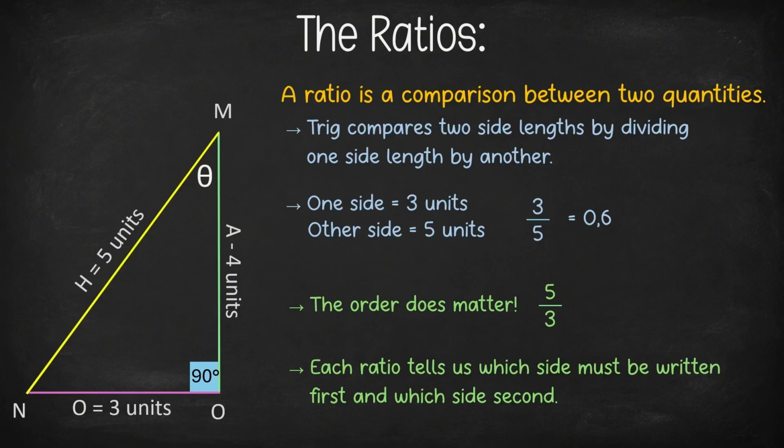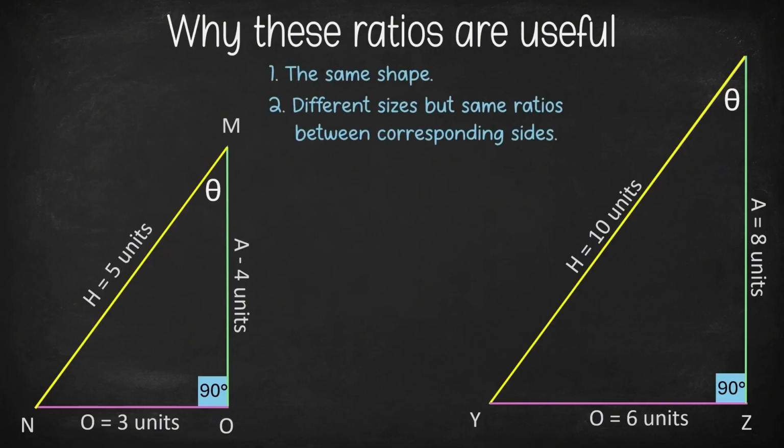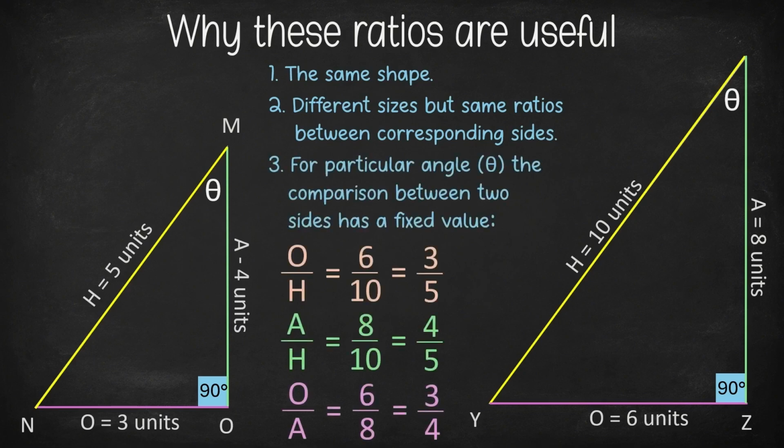In the previous video, we saw that right-angled triangles with the same acute angle have the same shape. The triangles may be different sizes, but the ratios between their corresponding sides remain the same. This means that for a particular angle, the comparison between two sides has a fixed value. Now, if anything of this doesn't make sense to you, please check out the first video of this playlist.